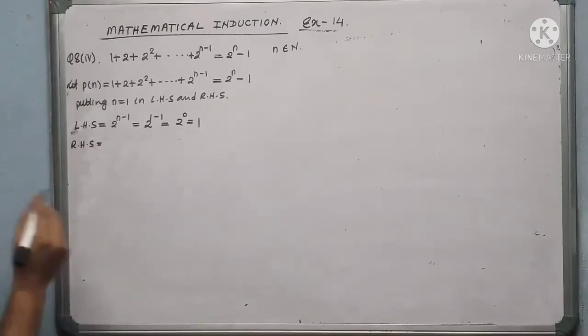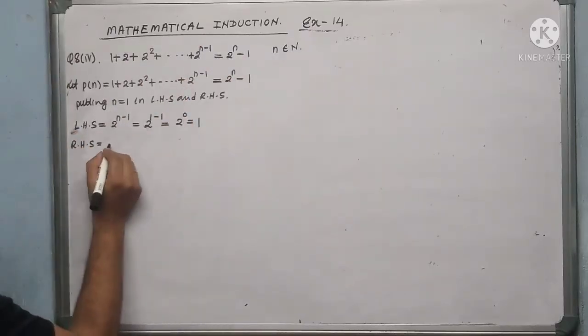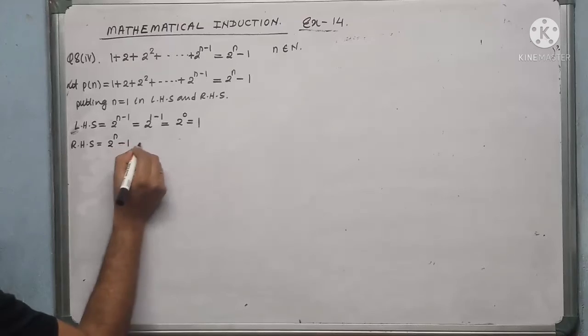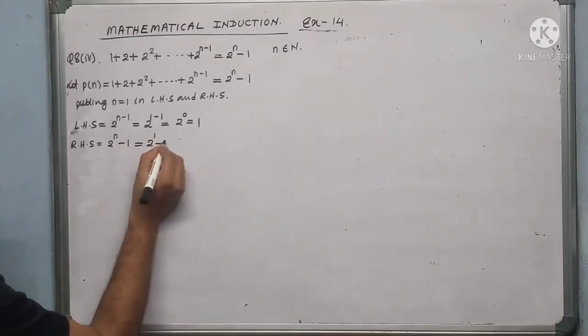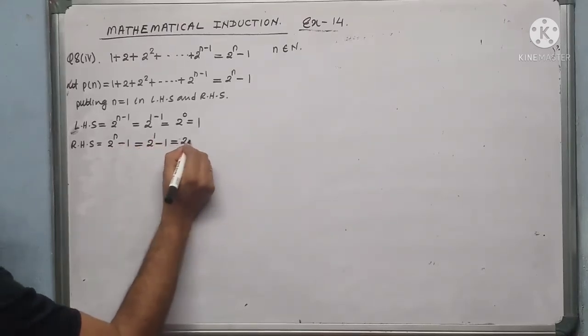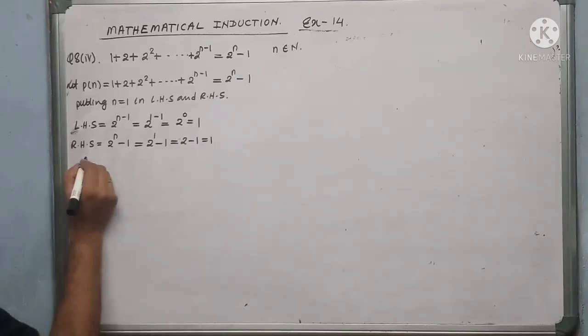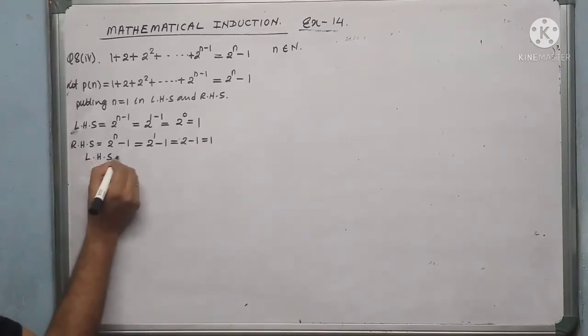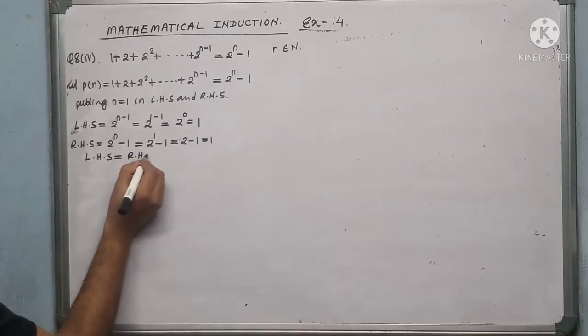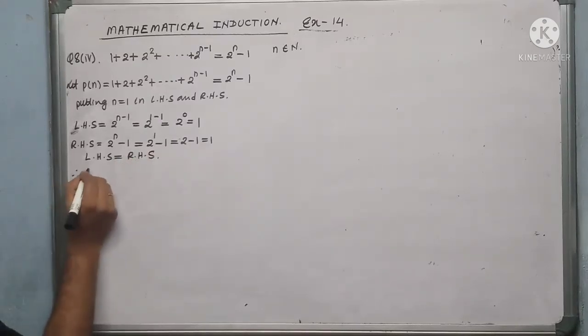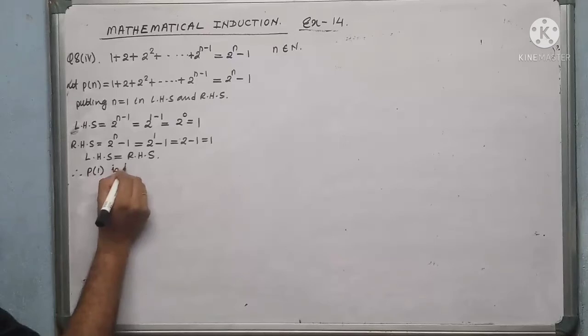After the substitution, n is equal to 1, whatever number you get should be in terms of the given set. Right hand side is 2 to the power n minus 1: 2 to the power 1 minus 1. 2 to the power 1 is 2, minus 1 is 1. In this case also, left hand side is equal to right hand side. Therefore P1 is true.